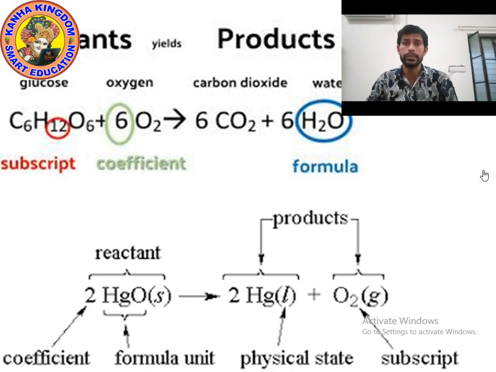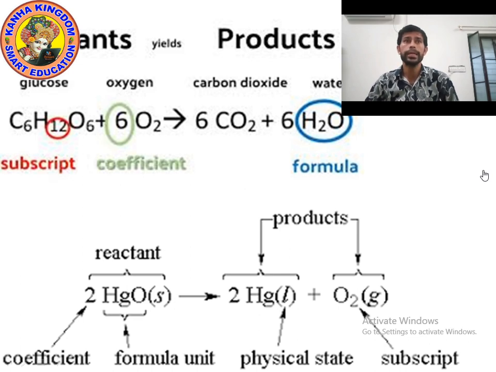In this equation, can you tell me which are the reactants and which are the products? Reactants are glucose and oxygen. Yes, C6H12O6 is the formula of glucose, and the formula of oxygen, as you already know, is O2. Carbon dioxide is the product. Yes, with the help of oxygen, glucose decomposes and breaks down into carbon dioxide and water, and it gives energy.